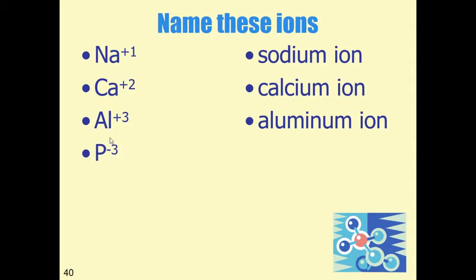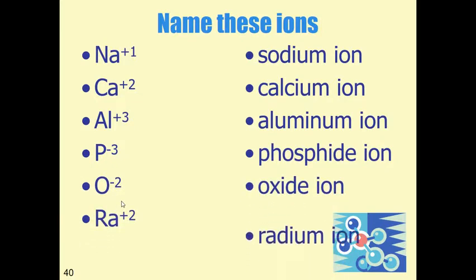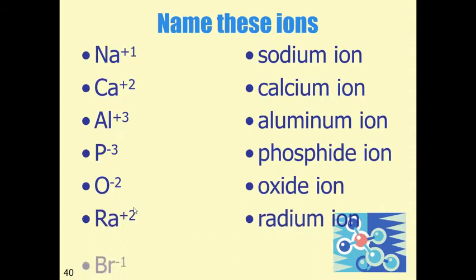P3 minus. This is a phosphorus with a -3 charge. So we call it phosphide ion. We replace the ending with IDE, phosphide ion. This guy is oxide ion. This is radium ion, bromide ion.